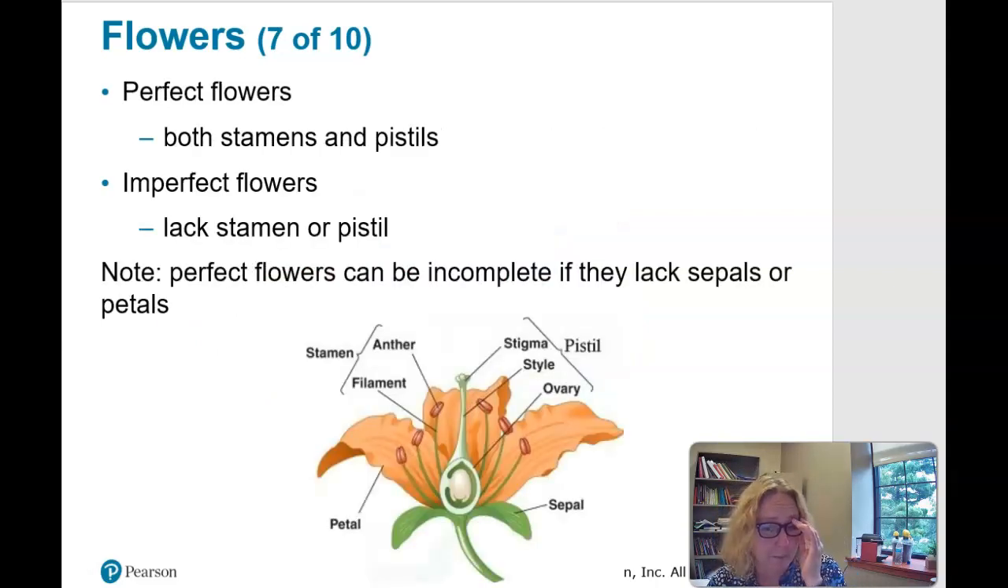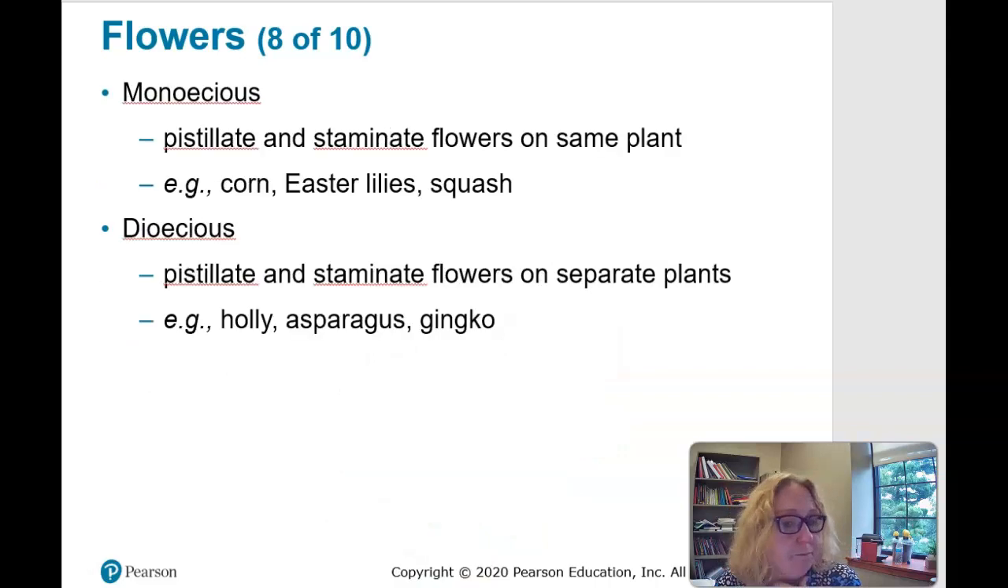Perfect flowers. They have both stamens and pistils. Imperfect flowers lack stamens or pistils. So again, this is just telling you if it can self-fertilize or if it cannot, if there's a separate male and female flower.